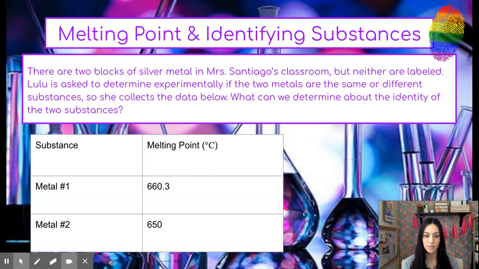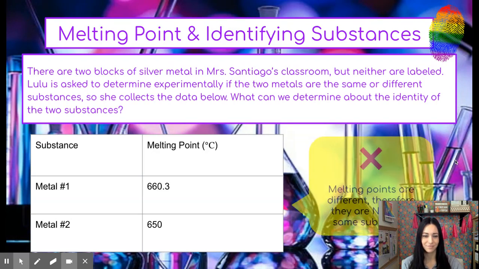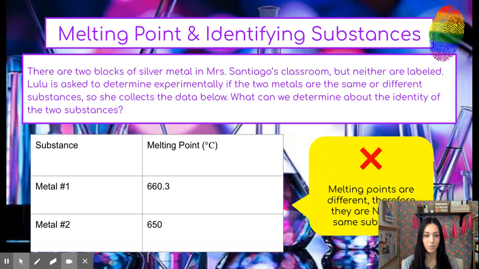Take a minute to pause the video and answer what you can determine about the identity of the two substances. Hopefully you paused the video and were able to conclude that because the melting points of these two samples are different, that tells Lulu and all of us that these substances are different because they do not have the same melting point.